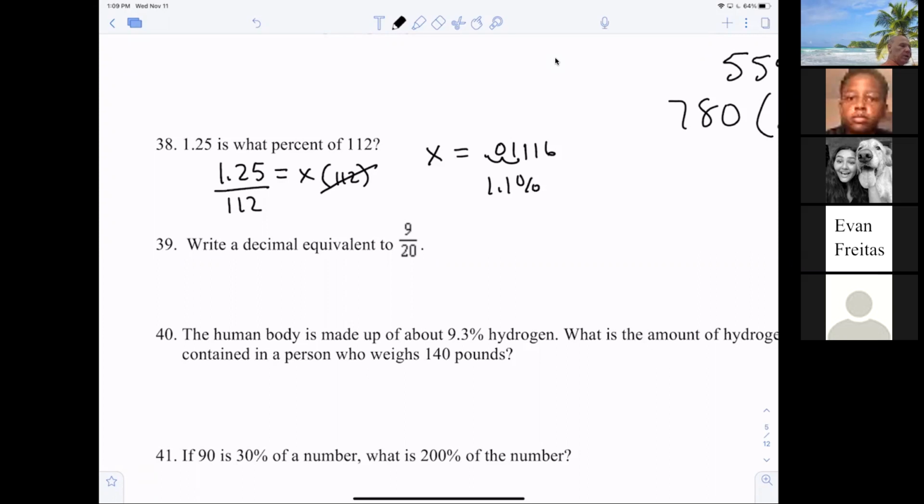Okay, write a decimal for 9/20ths. What is that? Divide, use your calculator, come on.